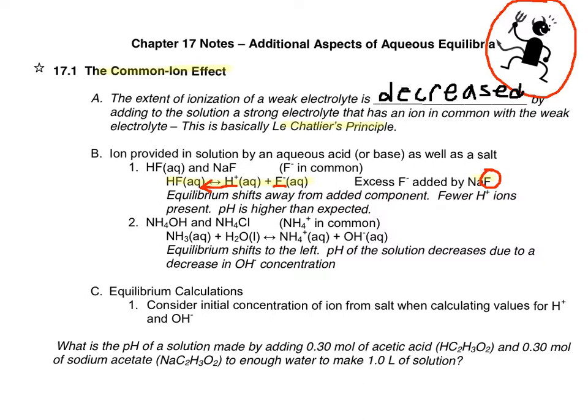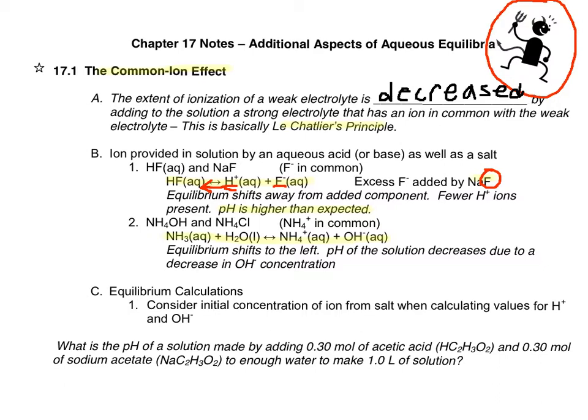Now when you do this, since the amount of hydrogen ions actually goes down when equilibrium shifts to the left, that means the pH is going to rise. It's going to be higher than it was if it was just a pure solution of hydrofluoric acid, because we're losing hydrogen ions.